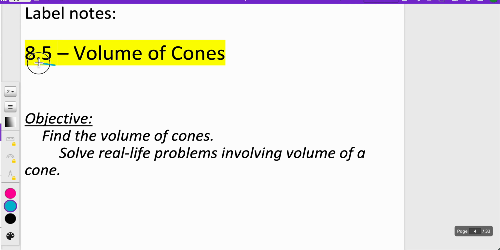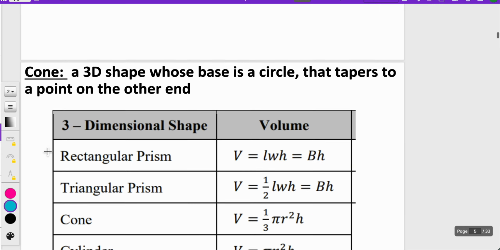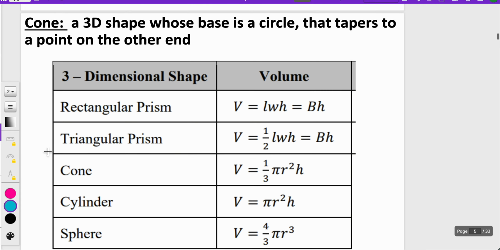Today we're going to be looking at lesson 8.5, the volume of cones. So we're going to be able to find the volume of cones using a formula and then solve some real-life problems involving the volume of a cone. The first thing we need to know is a cone is a 3D shape whose base is a circle that tapers to a point at the other end.